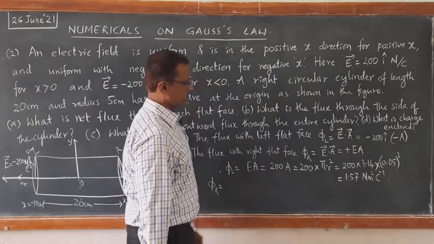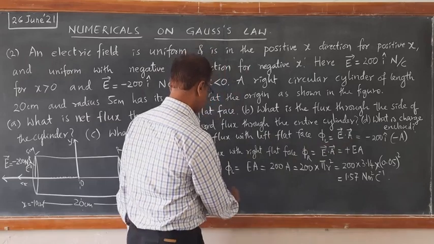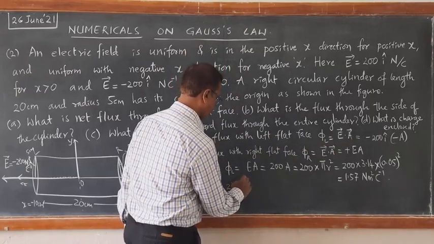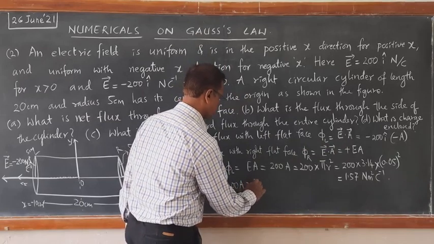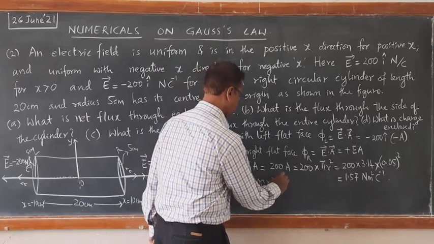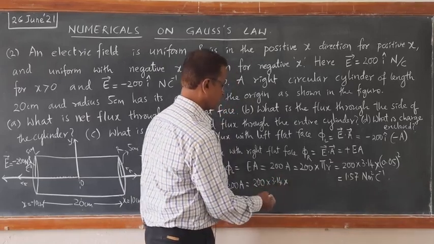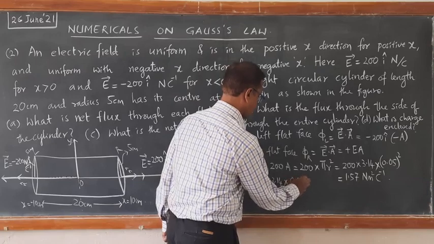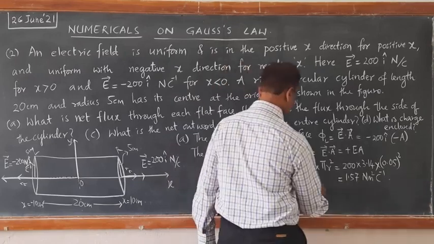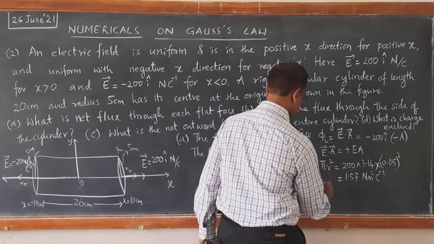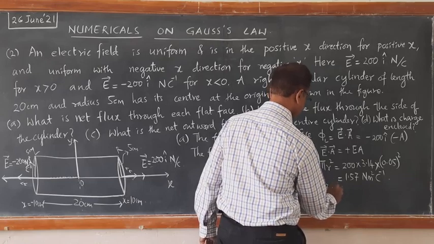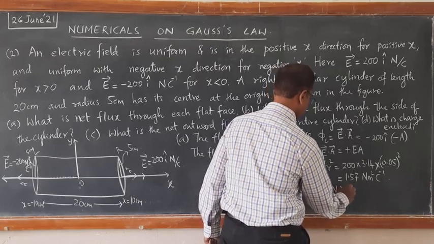In the same way, I can calculate what is phi R. Now, there is no question here, both are positive, there is no problem. So, 200 same way into A. So, it becomes 200 into 3.14, that is pi, into r square, 0.05 whole square, same value. So, this is also outward flux, 1.57 Newton meter square per coulomb.